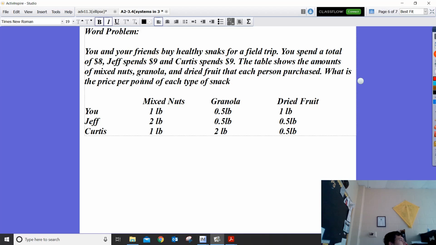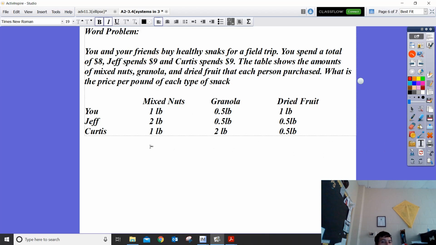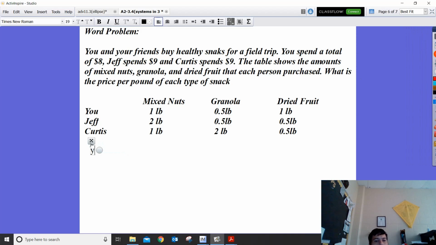Well, you're talking about 3 people. That means you can write how many equations? You can write 3. So that's what we'll do. We'll write 3 equations. This is the easy part, believe it or not. I'm going to write an equation for you. What do you want to call mixed nuts? You want to call it M or N? You bought 1 pound, right? So 1X or 1M.